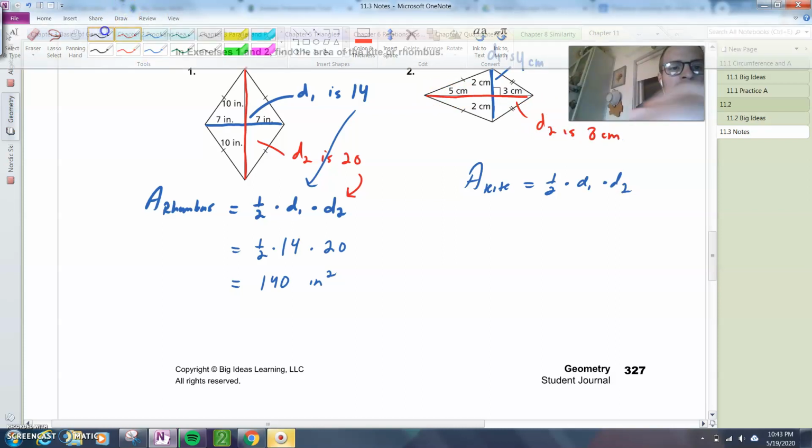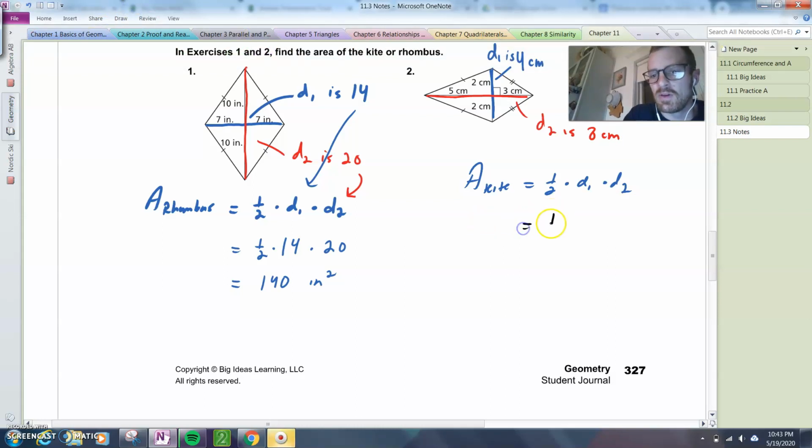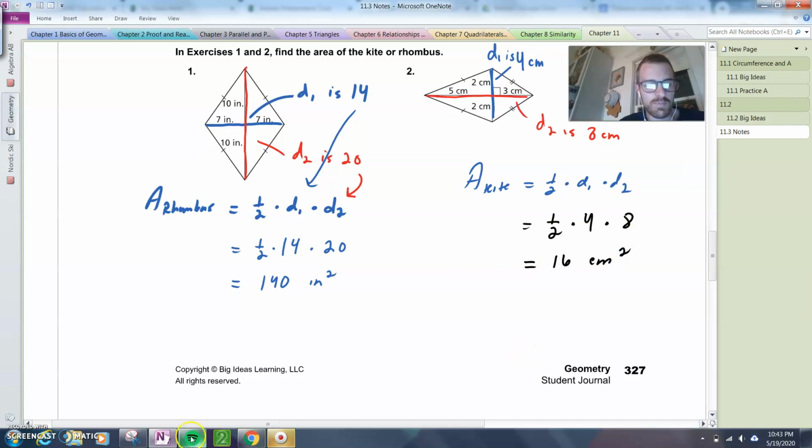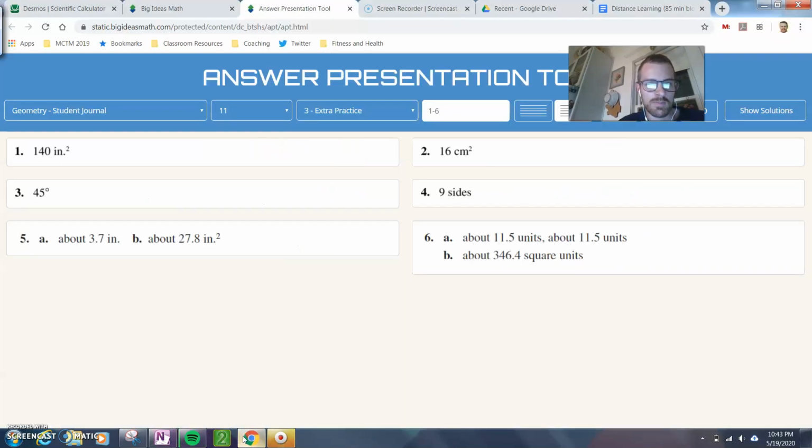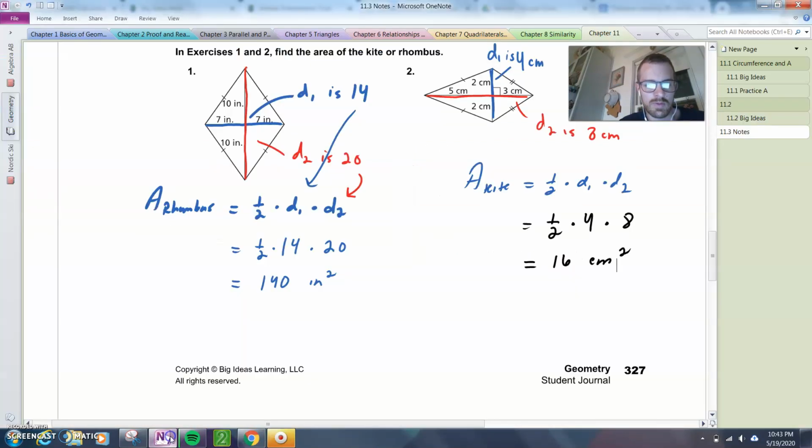So we're plugging all these things in. We get 1/2 times diagonal 1, which is 4, times diagonal 2, which is 8. Looks like we're taking half of 32, which is 16. Now we're in centimeters squared. Let's check that one. We're good to go.